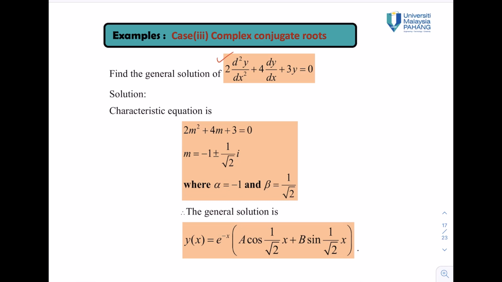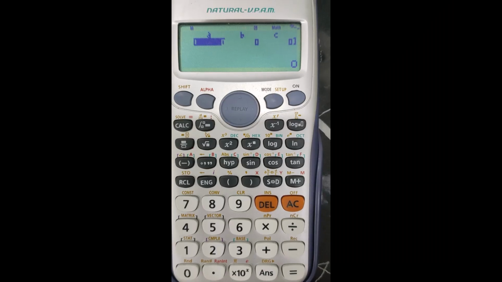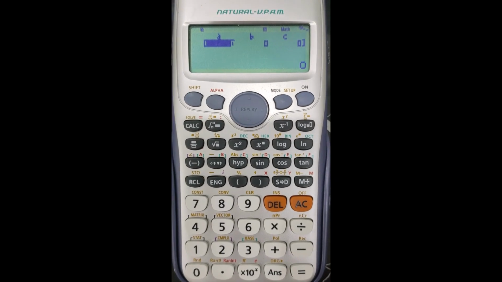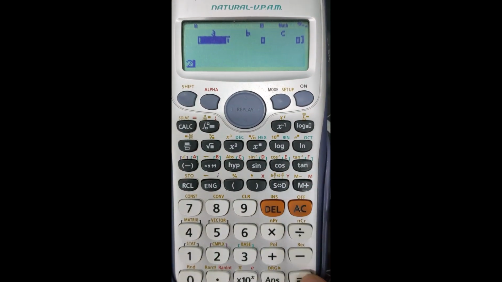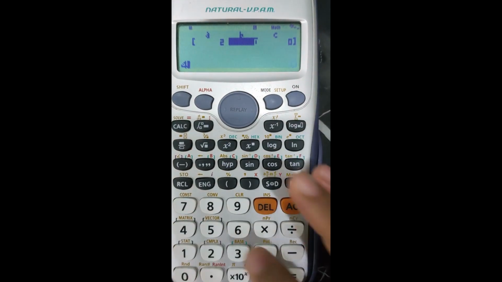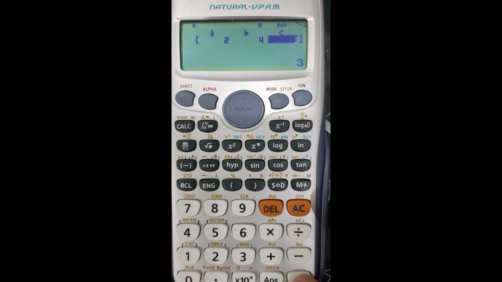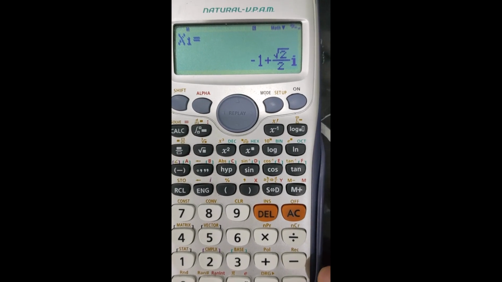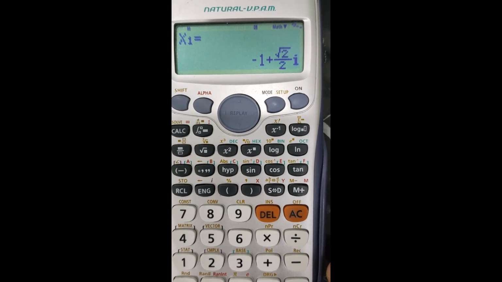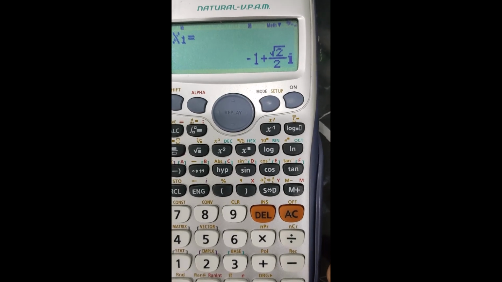Then first step, as usual, you have to build the characteristic equation. And as usual, we substitute the numbers 2, 4, 3. Now you can see that we have minus 1 plus square root 2 per 2i.